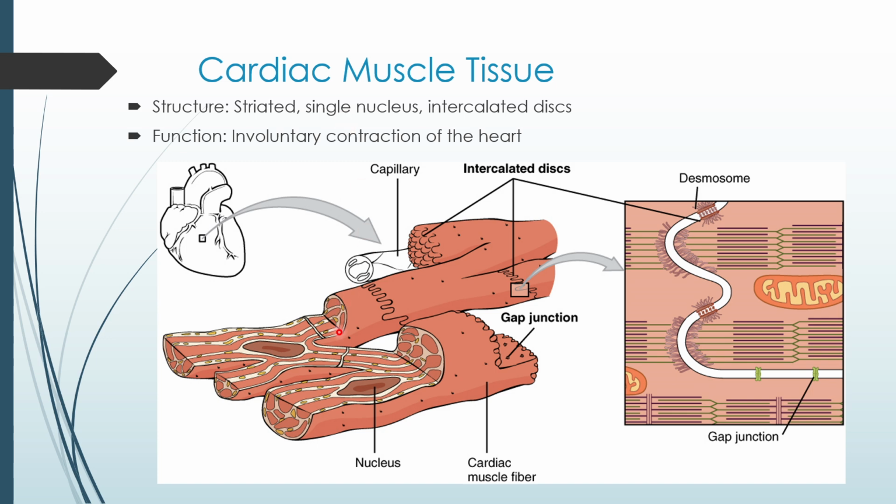In this type of muscle cell we will observe only one nucleus, right? In skeletal muscles we observe multiple nuclei, right? Intercalated discs, right? So we will be seeing these types of structures where we can see intercalated discs. It is kind of a structure, right? And what's the function? Involuntary contraction of the heart, of course it is only in the heart, right? So you can see here, this is how it looks like.